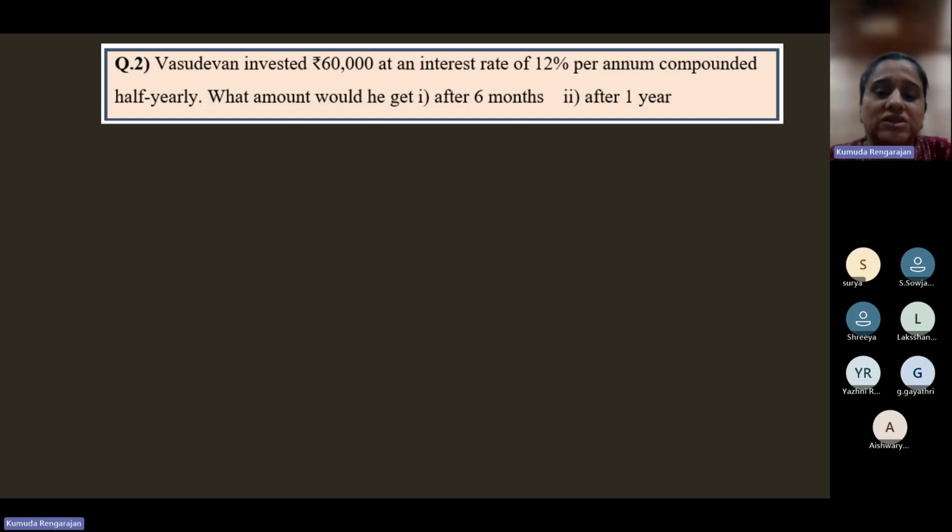Vasudevan invested rupees 60,000 at an interest rate of 12% per annum, compounded half yearly. So compounded half yearly meaning interest is paid at the end of every 6 months. Every 6 months, interest is calculated on the money you have in the bank and it's credited to your account. Interest is credited at the end of every 6 months. So at the beginning of the 7th month, you have a new value in your account. And from there on, at the end of 6 months, interest is calculated on that value, which was at the beginning of the 7th month.